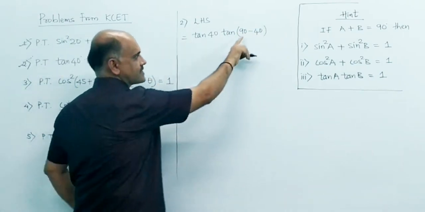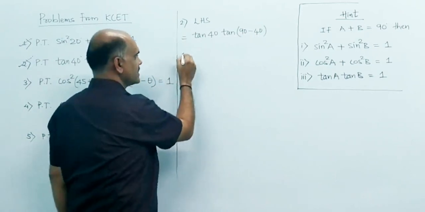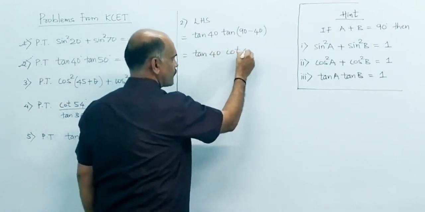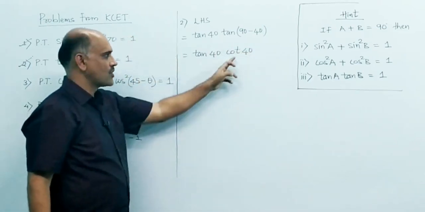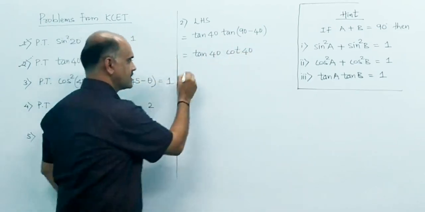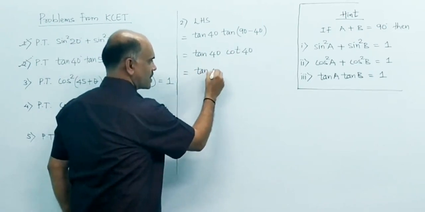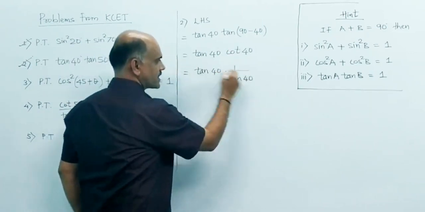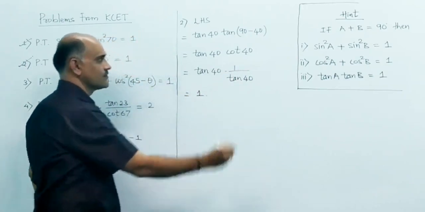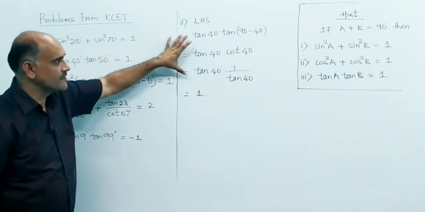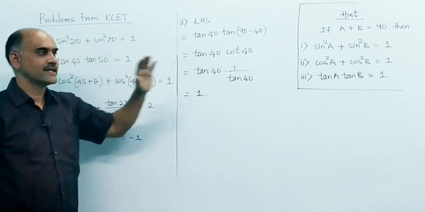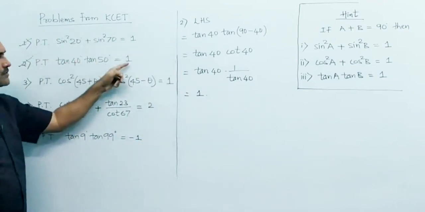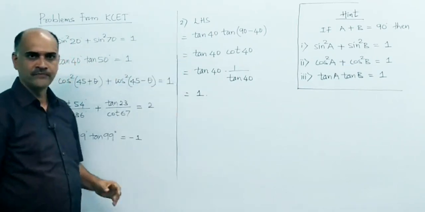So 90 minus theta, first quadrant, tan gets converted to cot. So this will be cot 40. Cot is the reciprocal of tan. So you will have tan 40 into 1 by tan 40. Both get cancelled, and you will have the answer 1. So this is the method for the board exam, while in the entrance you just check whether the angles are complementary. If they are complementary, the answer will be 1.